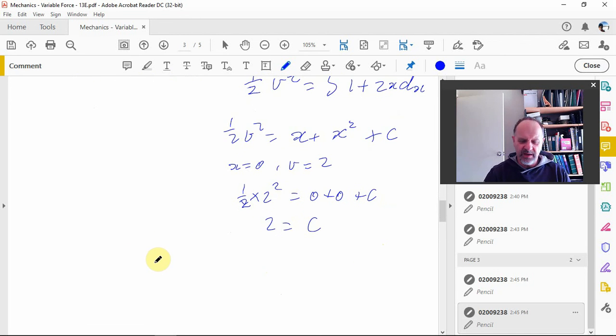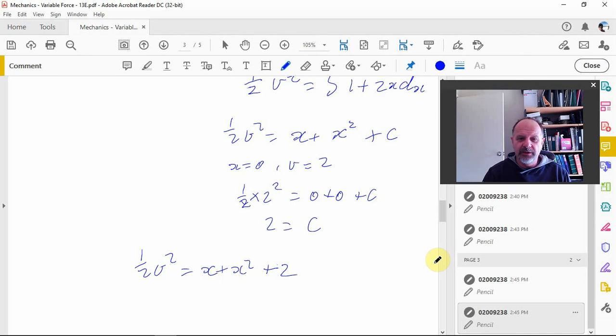So the expression I now have for velocity is x plus x squared plus 2. I've just written that in an awkward order there. Convention would have us putting the x squared at the front, wouldn't it?